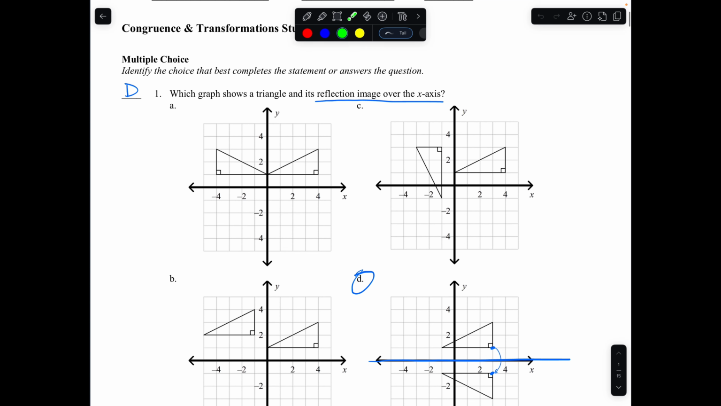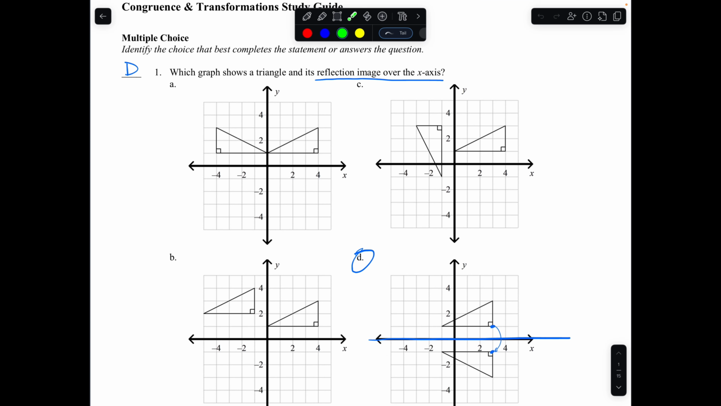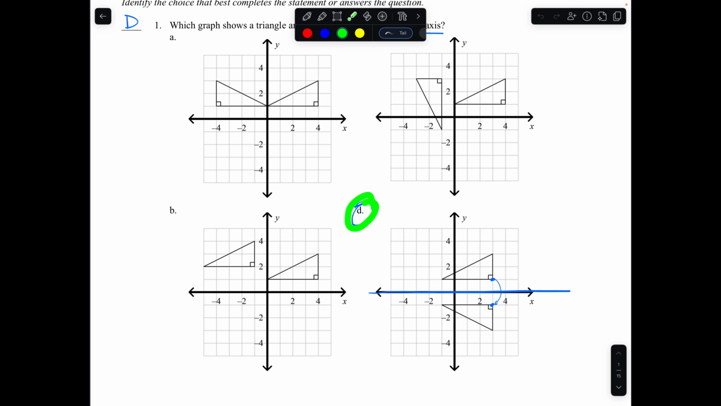So number one, we need to find the graph that shows a reflection over the x-axis. So that would be D. Remember, reflections take one point from the pre-image, see how far it is from the line of reflection, and go that same distance on the opposite side of the line to get your new point. So like this point here is 3 away from the line. If I go 3 away from the line in the opposite direction, I'd have a point there.